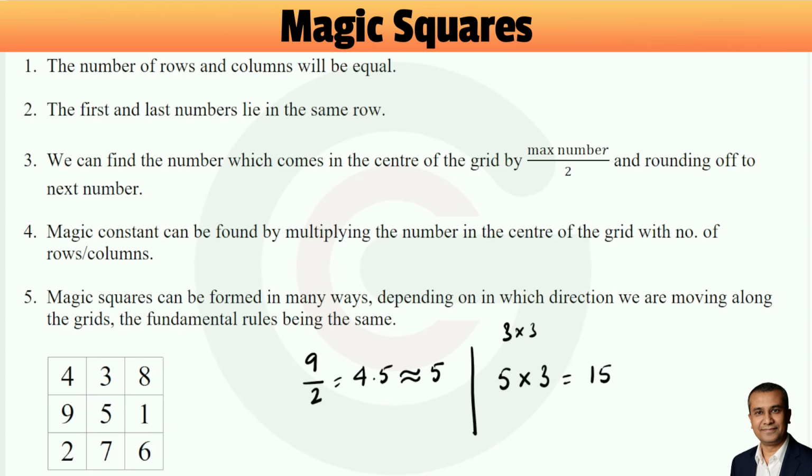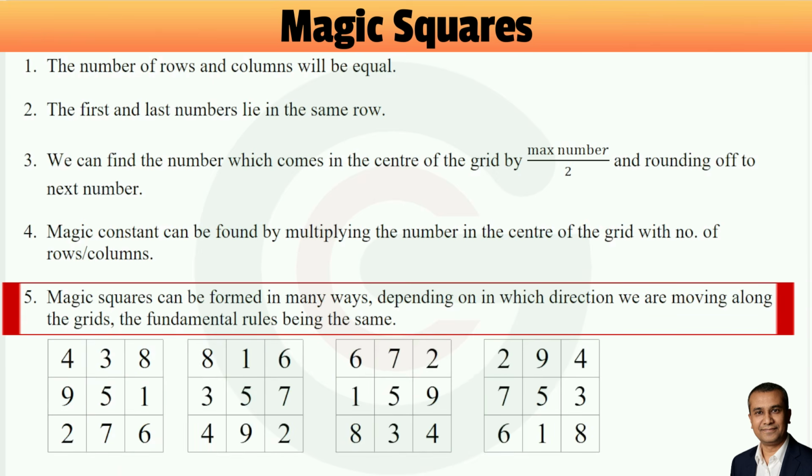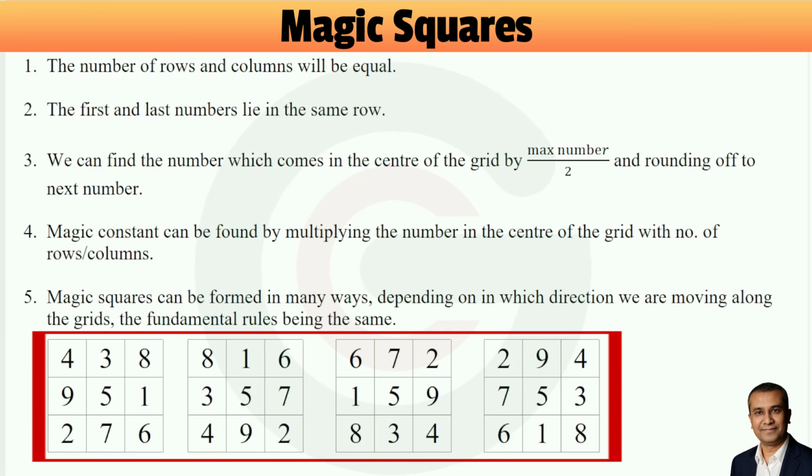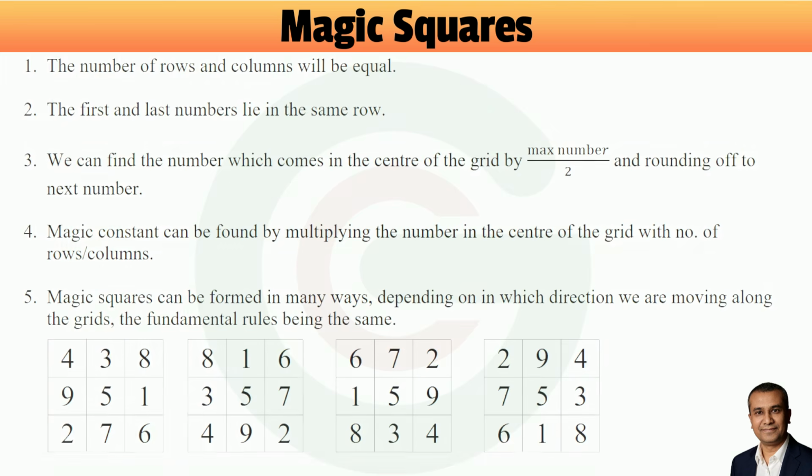So 5 into 3 is 15. So 15 is the magic constant. Next, fifth property: magic squares can be formed in many ways as shown below, depending on in which direction we are moving along the grid, the fundamental rules being the same.